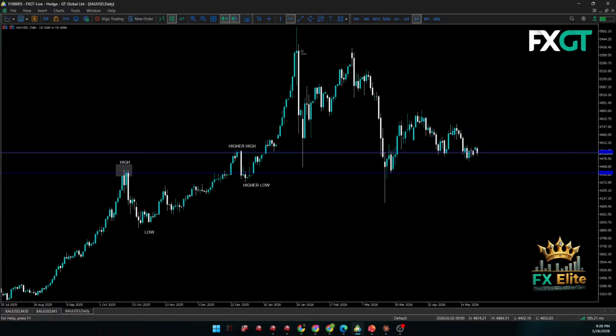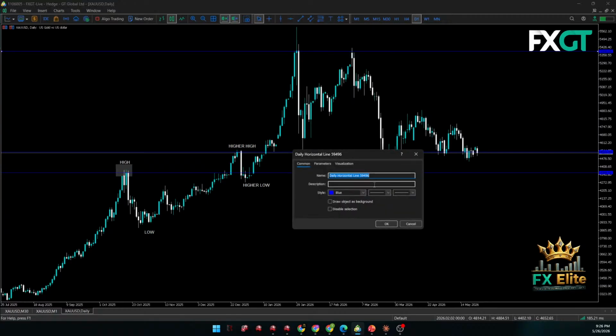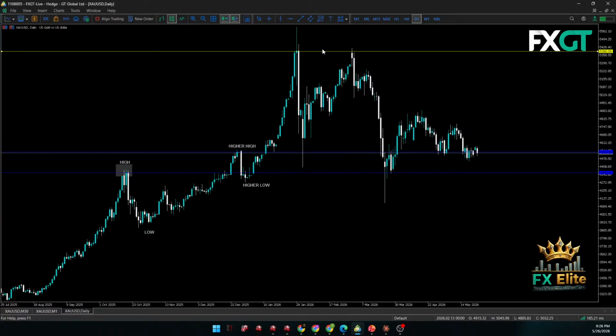And then sa taas po, let me change the color. Let's use yellow na lang po dito. So this is a resistance area. As we can see, when the price went up there twice, the price retracted again. So this is one way of marking your support and resistance areas for daily.